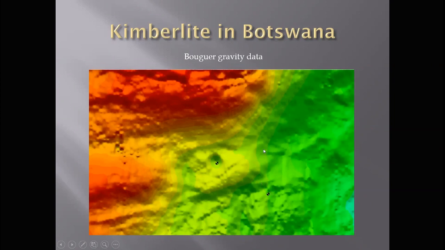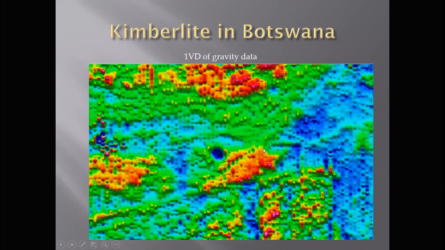If I just did, for example, a derivative to sharpen that up, or a residual, I would immediately see that there's a nice low over that body, and there's nothing over that body. So immediately I've discriminated between these two bodies. I'm thinking that this one is a kimberlite and that that one is not.